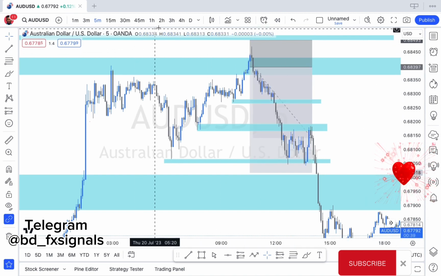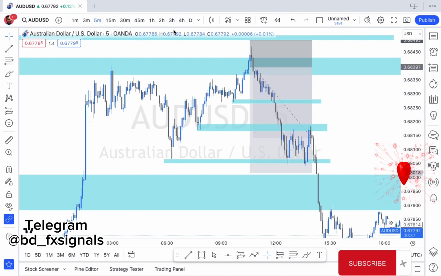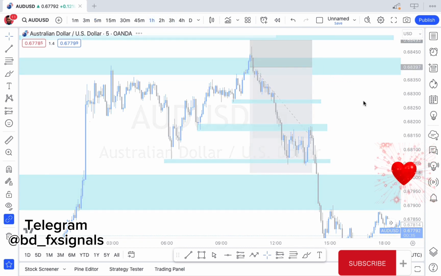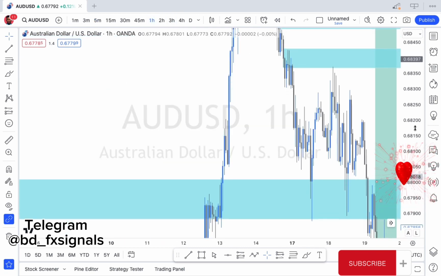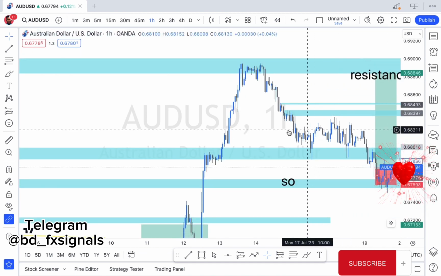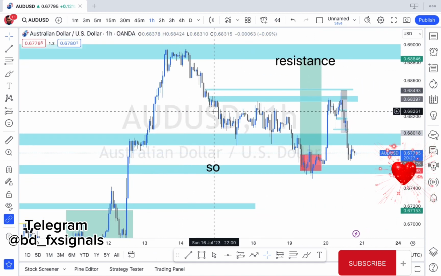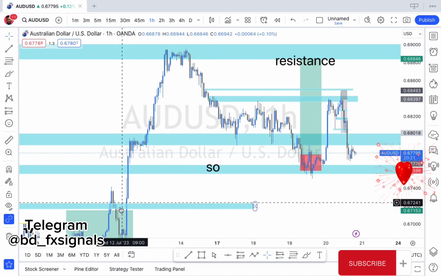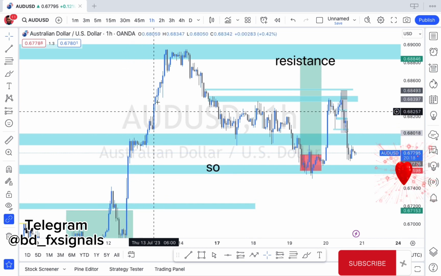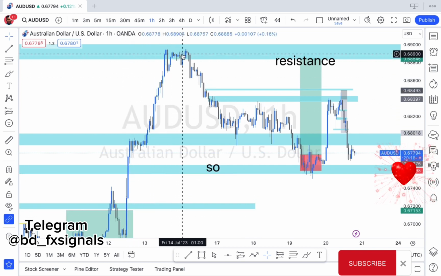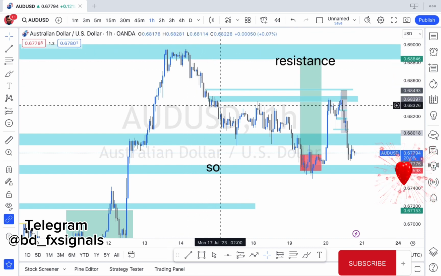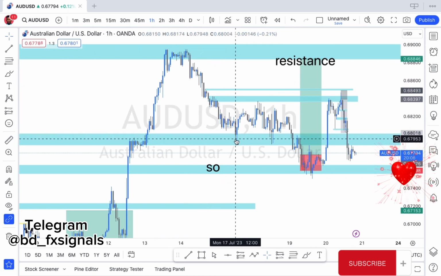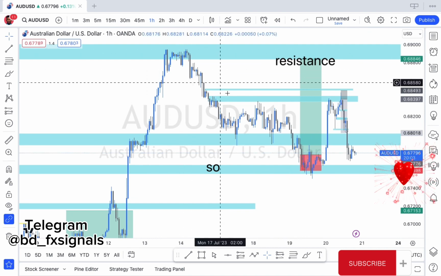As you can see, I'm on the 5 minutes time frame. I'm on AUD, so let me go to a higher time frame so I can open the view of the market for you. Right now, I'm on a 1 hour time frame. From what we can see, the market made a very massive push here and got to this point, which created a resistance zone there. I've already indicated that. So this point became a resistance zone, from which the market then dropped to this point here.